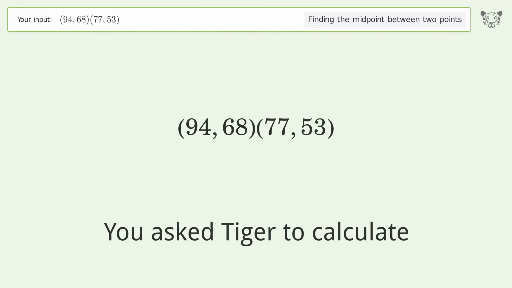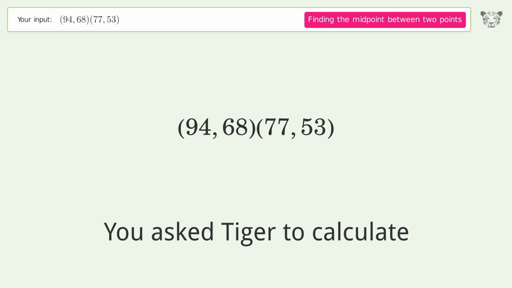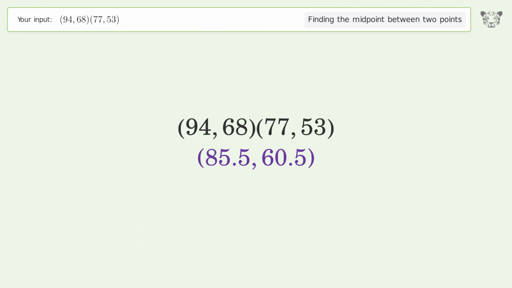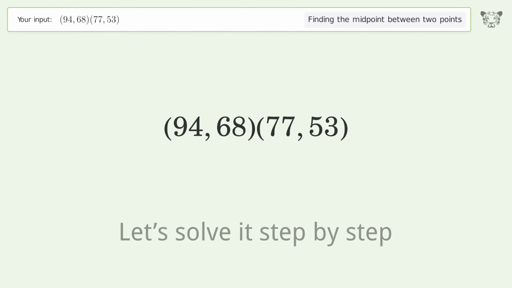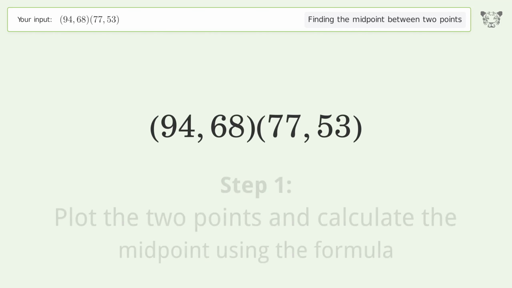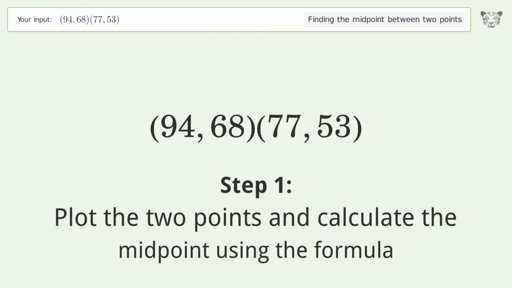You ask Tiger to calculate. This deals with finding the midpoint between 2 points. The midpoint between the 2 points is 85.5, 60.5. Let's solve it step by step. Plot the 2 points and calculate the midpoint using the formula.